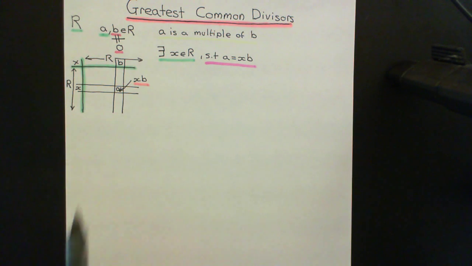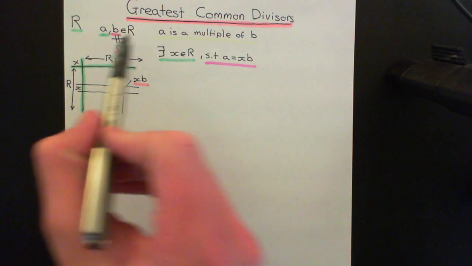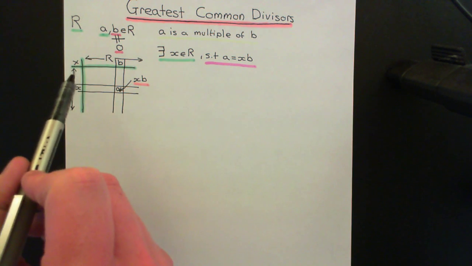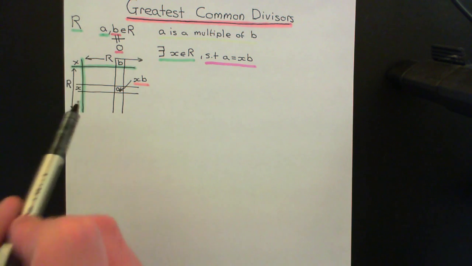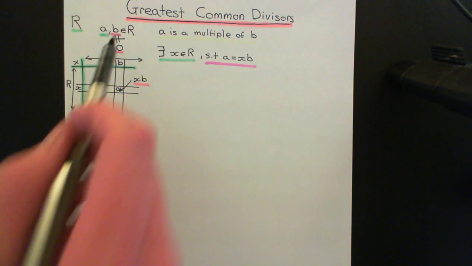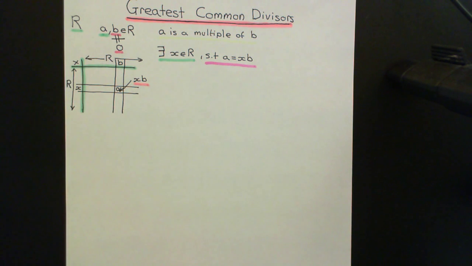Okay, and the reason that we had to say B was not equal to 0, I hope you can understand, is that if we look at the row and column corresponding to 0, we just have 0, 0, 0, 0, 0. So it's silly to look at B equal to 0, because the only thing that's a multiple of 0 is 0 itself. So you don't apply this when B is equal to 0. Okay, so that's the definition of A is a multiple of B.